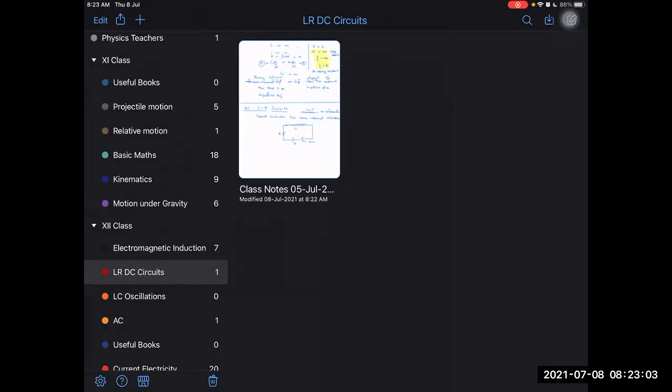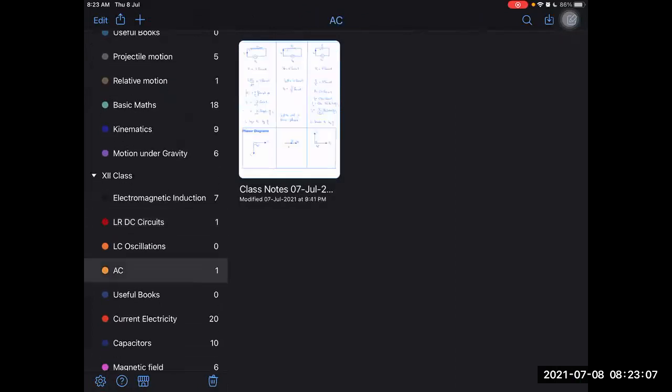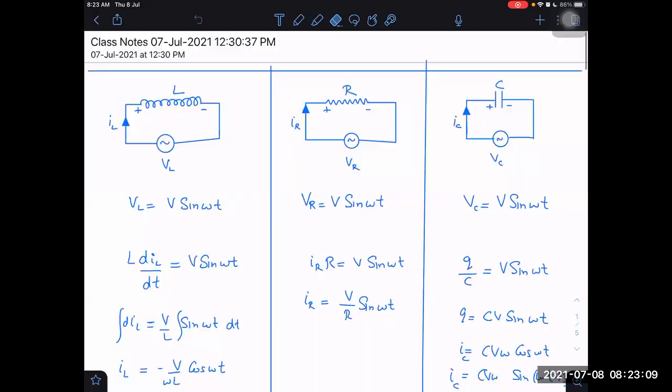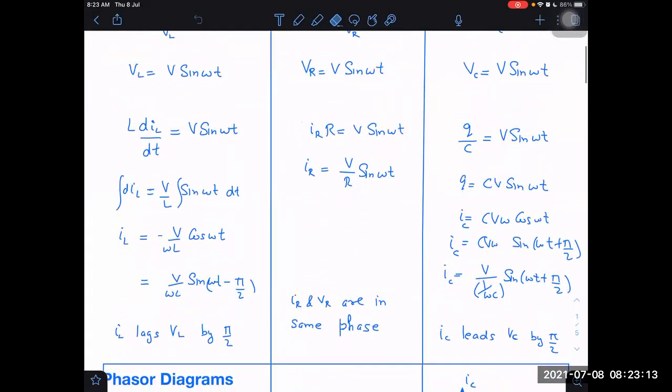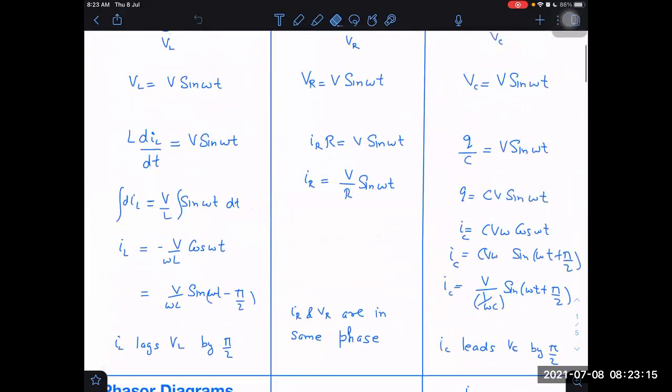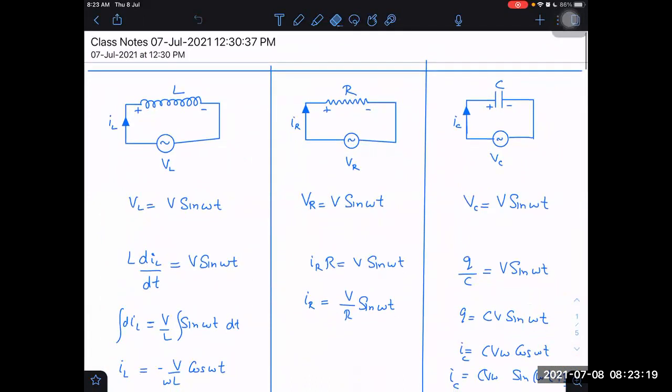Now, next we have AC. In AC, I have to take RMS values, average values, and all those also have to be taken, and reactance. Other than that, I have to take single circuits. These single circuits I have already done. Let me take this first.